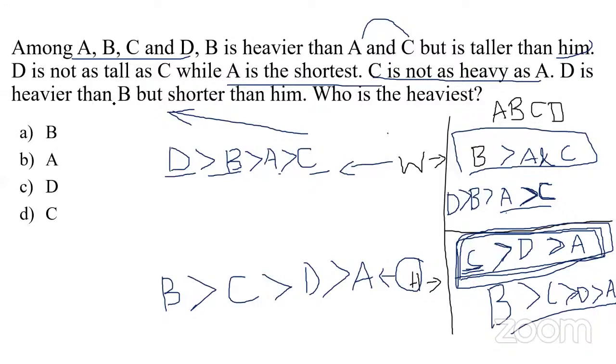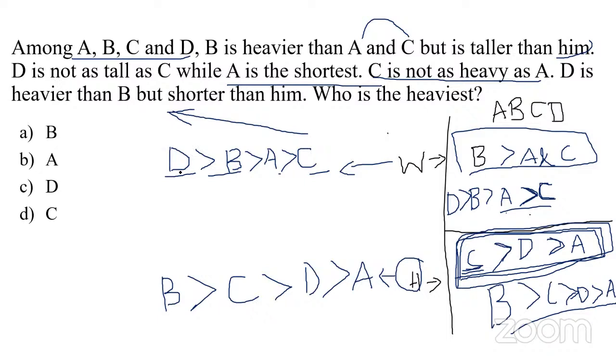D is heavier than B, right? D is heavier than B but shorter than him. D is heavier than B. D is heavier means D I can write because I got B, A and C, right? I got B, A and C. B is heavier among A and C. Fine. So what they have given, D is heavier than B.